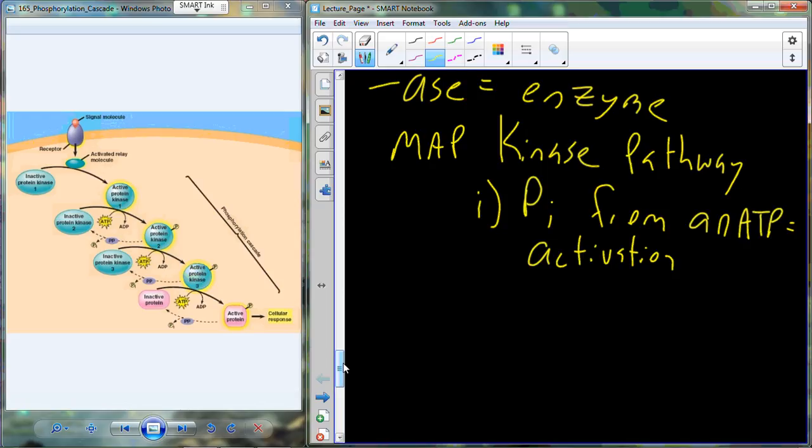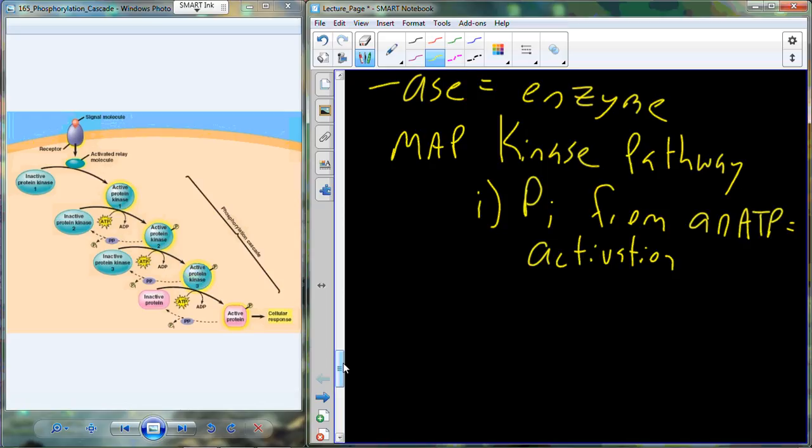What about if I want to turn the pathway off? It'd be nice if I could turn the pathway off. Well, how might I be able to turn this active protein kinase off? Okay, there's an easier way. Kinase adds a phosphate. What if I had an enzyme that removed the phosphate? Otherwise it's simply turning the switch on, turning the switch on, turning the switch on.